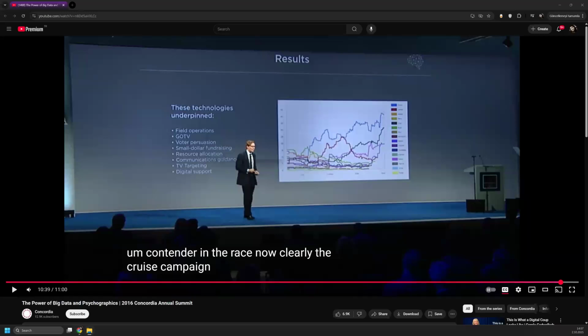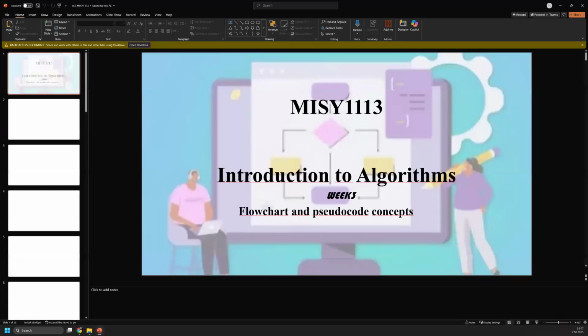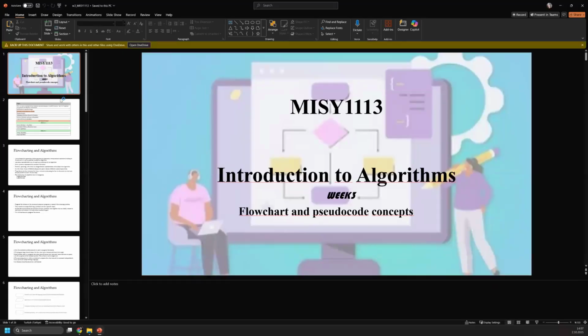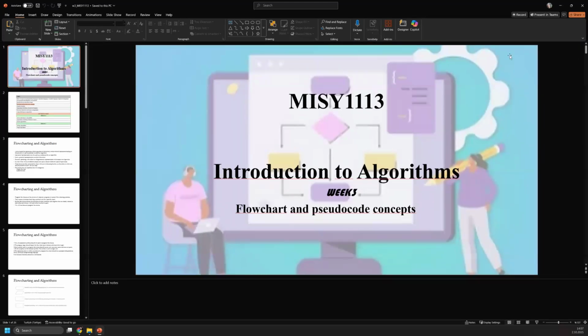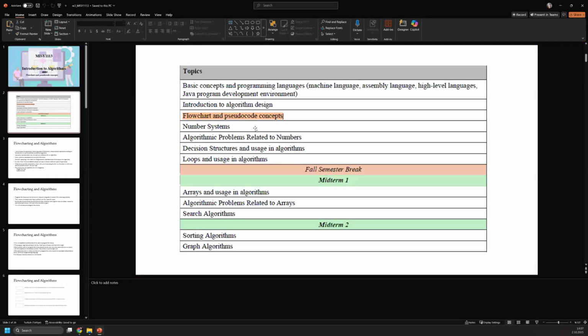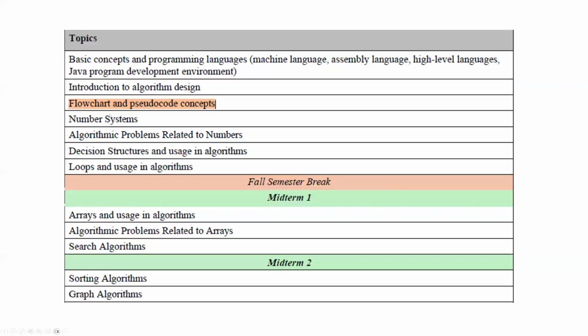Where was it? In here. So as I said before, we will have no class next week, and in our fourth week we will continue with our number system. So we will be done with our first 3 weeks, and then we will continue with our fourth week chapter. In our fourth week, we will lose nothing. And let's continue with flowchart creation and the pseudocode concept.